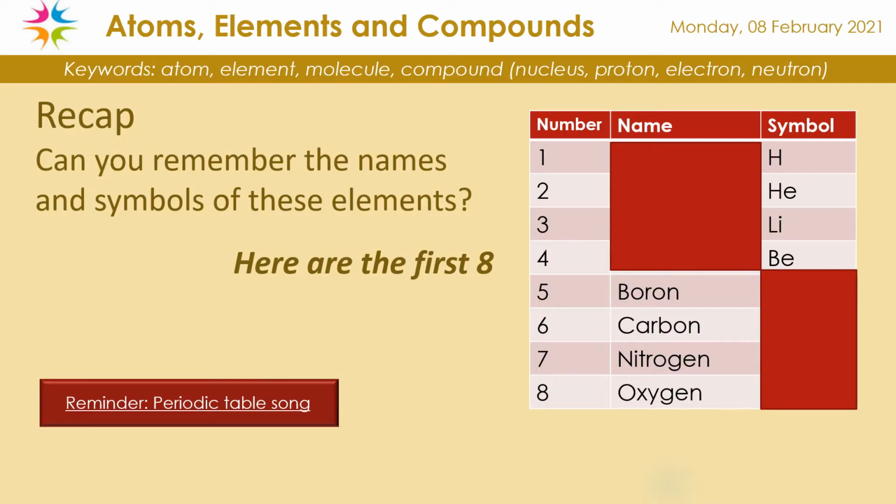First of all, we need to see how much we can remember from yesterday's lesson. Remember, we have to learn the names of some of the atoms in the first 16. So here are 8. Just quickly write 1, 2, 3, 4 in your books. Write down the names that match these symbols, and then write 5, 6, 7, 8, and write down the symbols that match these names. So pause the video and do that now.